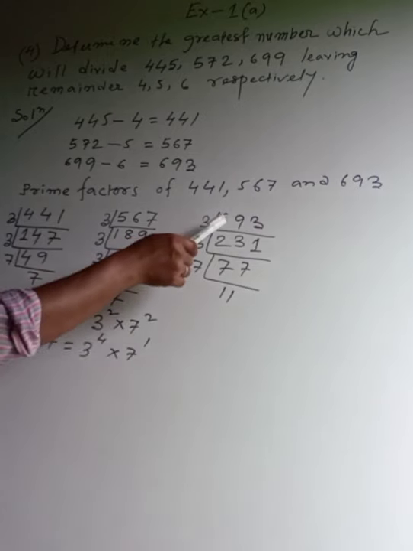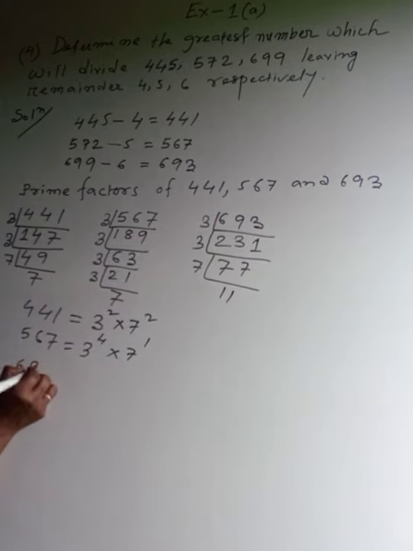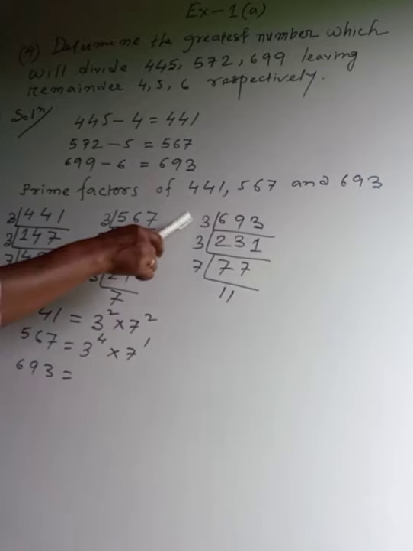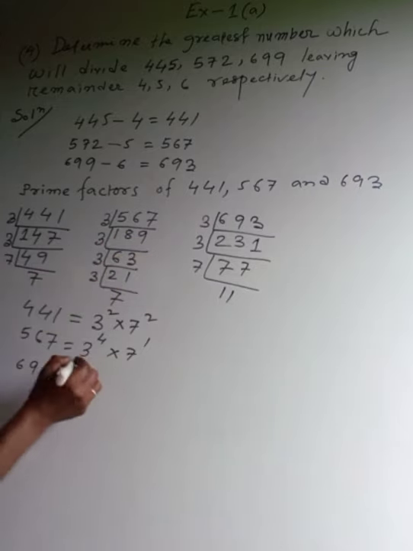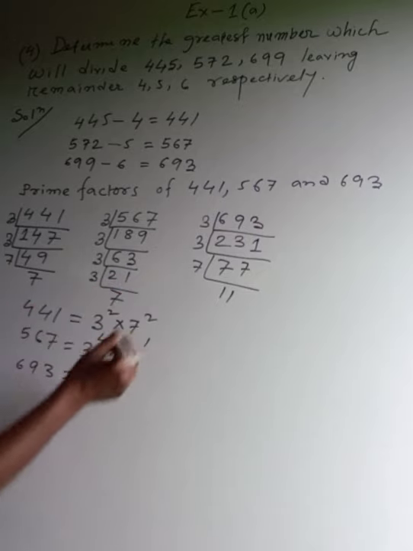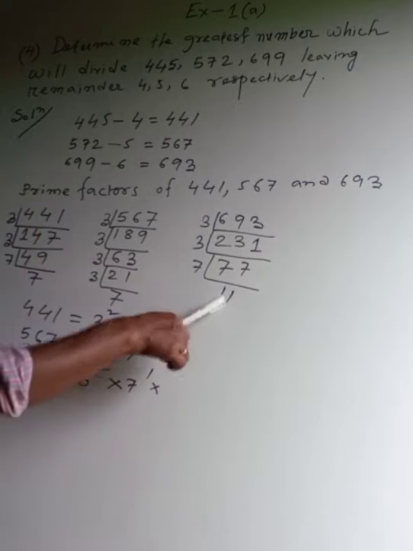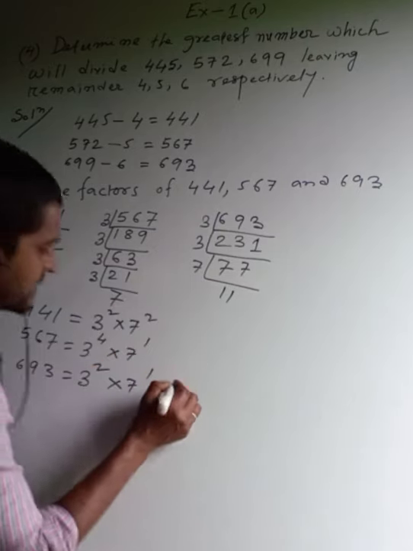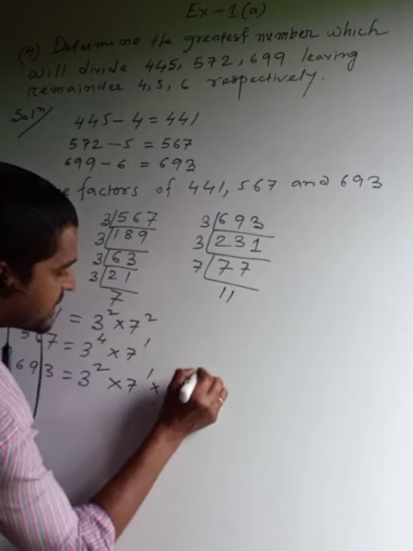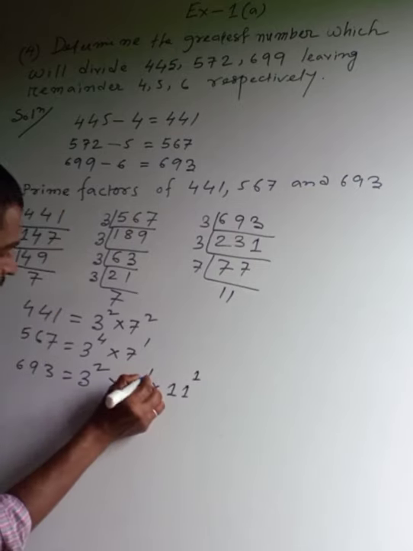Here, 693 equal to how many times 3? 1, 2. So we can write 3 to the power 2. How many times 7? 1 time. So 7 to the power 1, into what is remain? 11. 11 how many times? Only single time. So we can write 11 to the power 1.